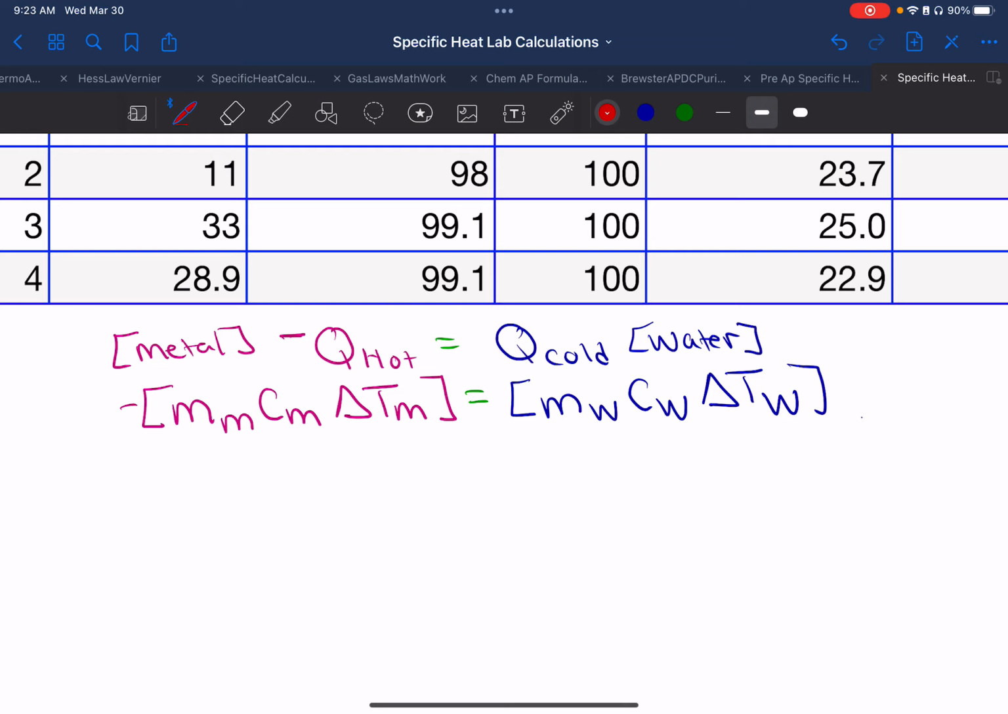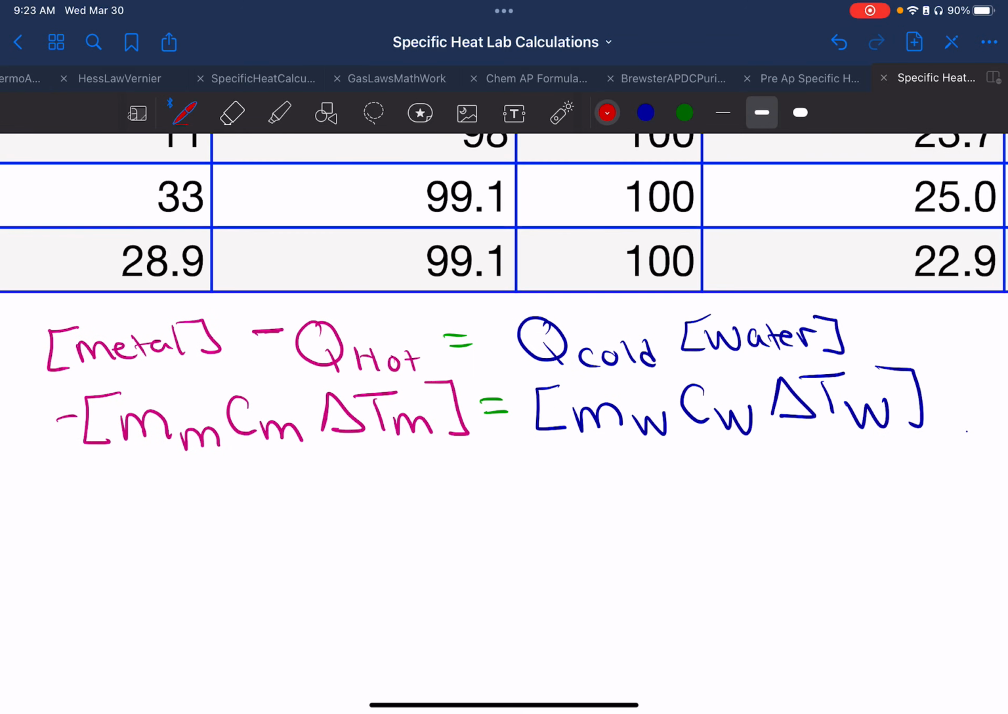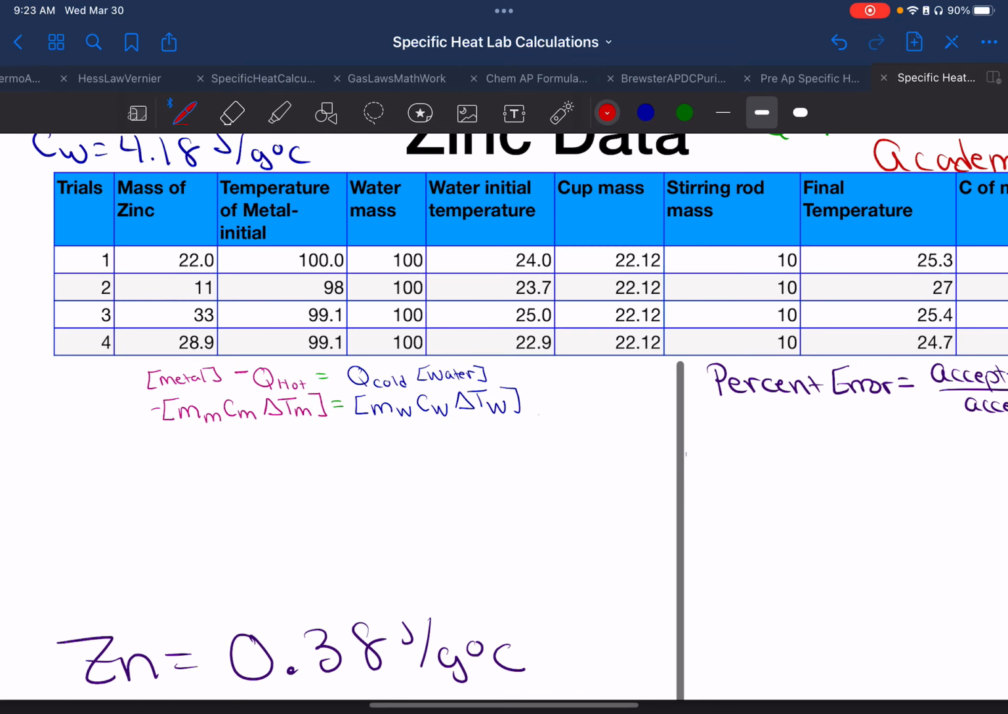We have set up our equation so that Q hot equals Q cold. The Q hot is the metal, and the Q cold is the water. I went ahead and rewrote the equation with the mCΔT's in there. So I have CM ΔTM equals CW ΔTW. And now we're going to go to our table and start substituting numbers in.